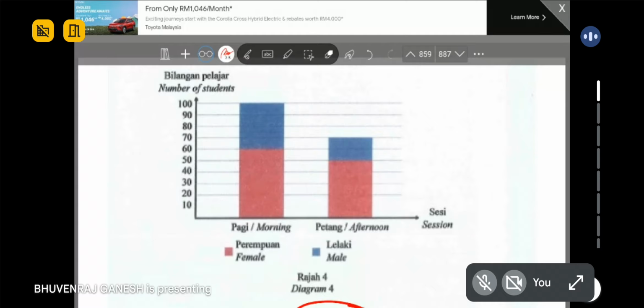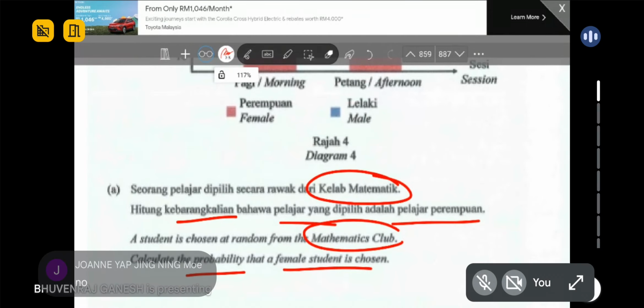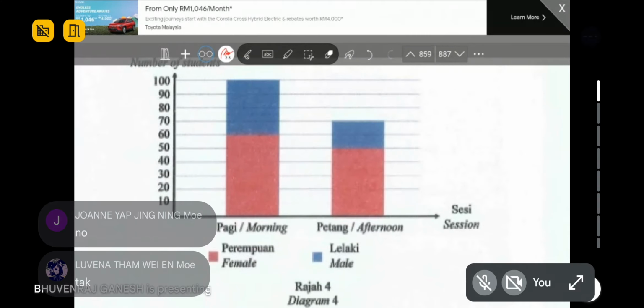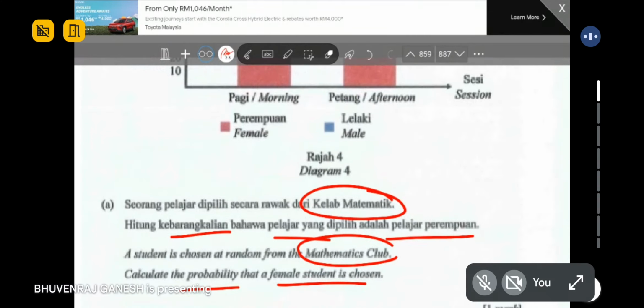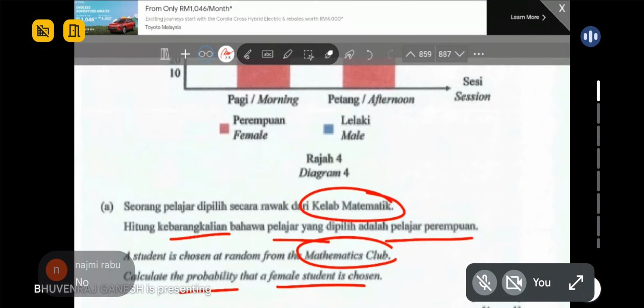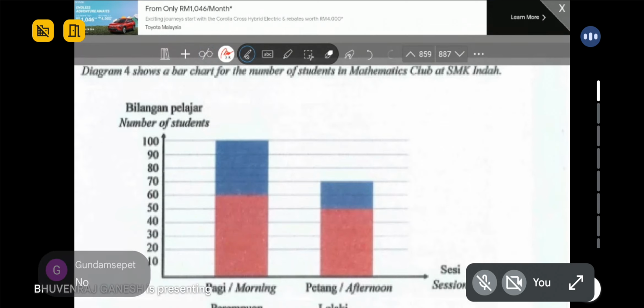Okay, so guys, the most important thing here is, does the time matter or not? Masa dia penting tak guys? Kalau kamu nampak soalan A, adakah dia bagi tahu apa-apa tentang masa? Did they tell the time? Morning or afternoon? None, right? Okay, means that it is random.